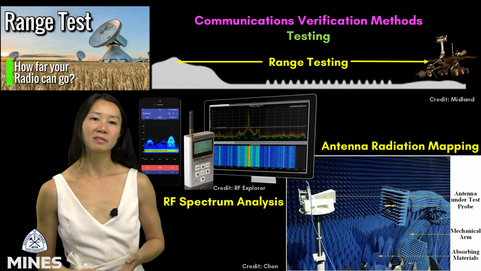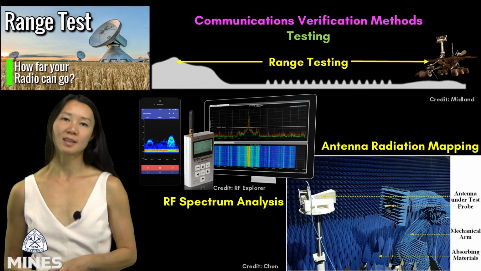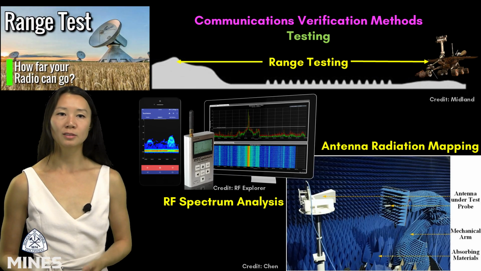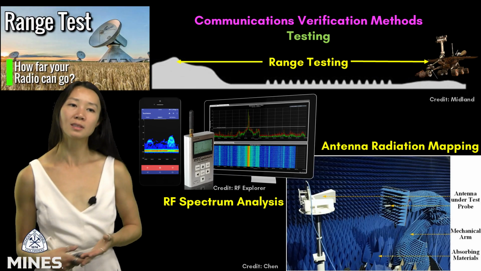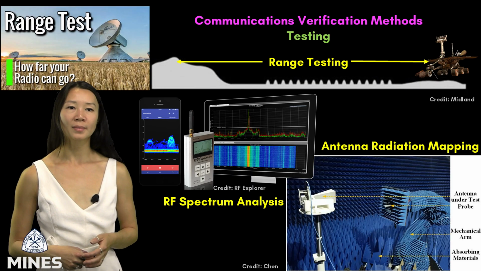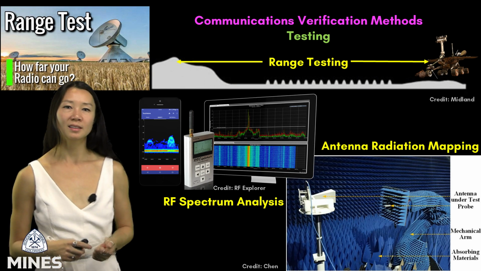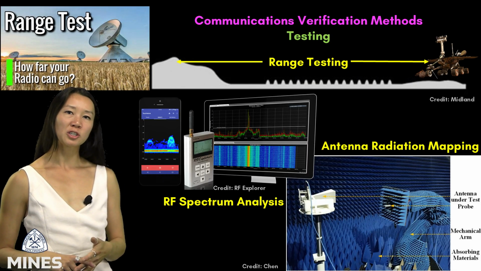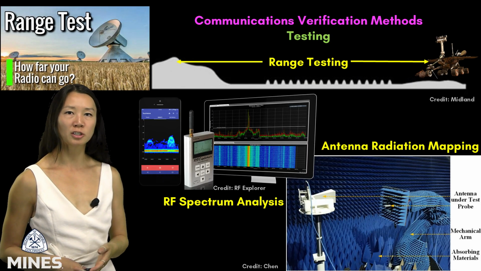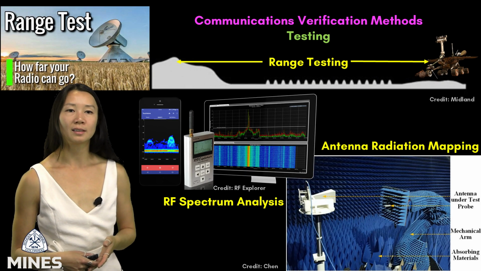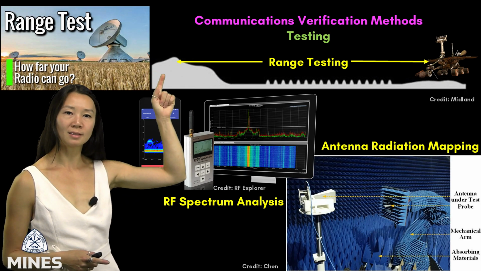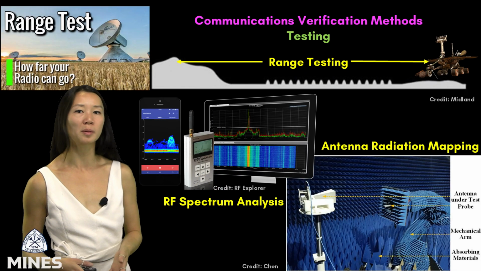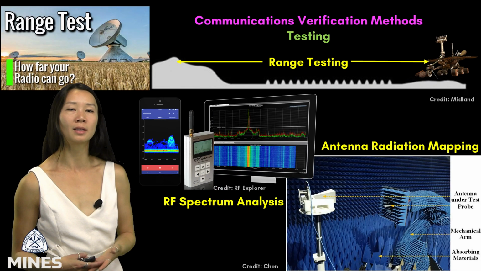Once your link budget is defined and it works on paper, the next step is verification. We make our move from modeling to testing to make sure the system performs in the real world, with all its messiness and surprises. Let's start with the most intuitive test, range test. This answers the question of how far your radio can actually communicate. The general idea is that you transmit from one end and then you receive on the other end, across distance, terrain, or even orbit. This validates the assumptions you made in your link budget.